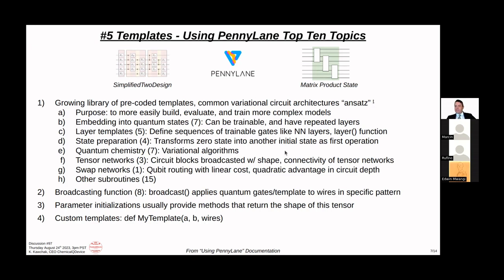State preparation, again, is a simple thing at the beginning of a circuit, turning the 0 state into some other state. You also have quantum chemistry. Tensor networks are thought to be a new thing, or it's not new, but more qubits, basic circuits with more qubits, and hence you can do more with the circuits with some restrictions. Swap network templates. You have a broadcasting function. They said beware, this could easily chew up RAM and time. Parameter initializations with tensors. And also you could do custom templates.